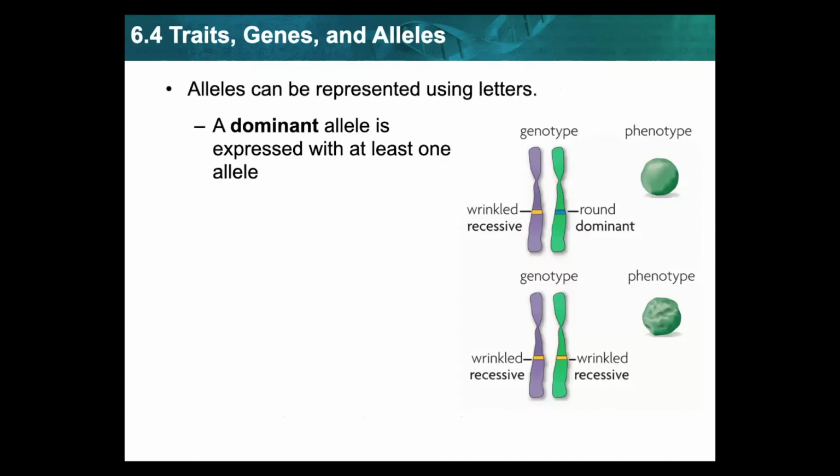So I mentioned this earlier, alleles can be represented by using letters. We can say the genes that we have based on one letter abbreviation. There are dominant alleles, and a dominant allele is one that you will always express if you have it in your genes. So I mentioned before, if you have the gene for brown eyes and the gene for blue eyes, you will have brown eyes. The gene for brown eyes is always expressed, it's dominant.